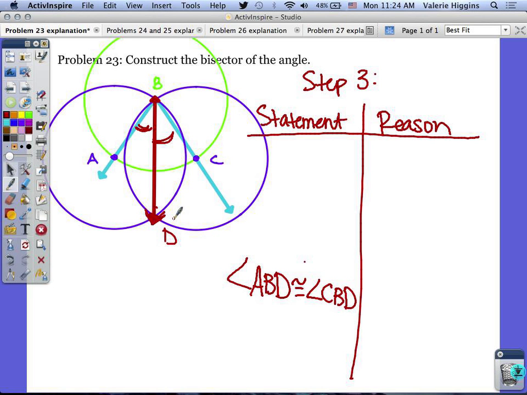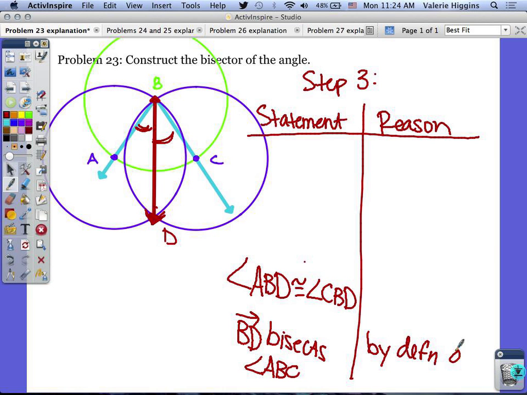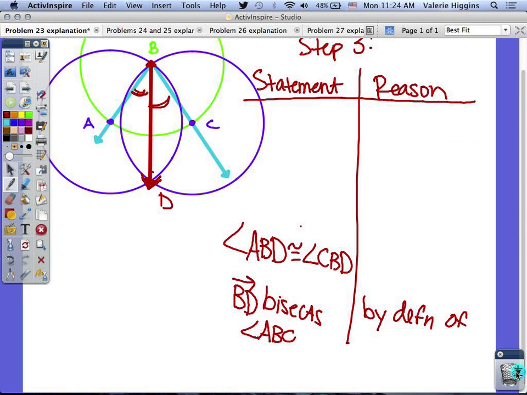Yeah. So that'll be important, especially when we start talking about triangles. You can't just throw any 3 letters. So at some point we want to say that these 2 angles are congruent to each other. And then if we say that, then we can say that ray BD bisects angle ABC. And then the reason that we can say this is by definition of bisector.